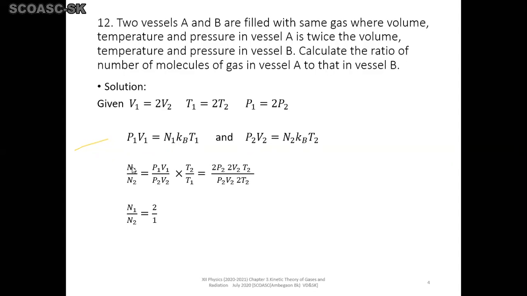So when I put this, n1 by n2 is nothing but P1V1 upon P2V2 into T2 by T1. If I put the values, everything is twice. Now this temperature T1 is in the denominator, right? So 2 times of T1 is going to be there, and 2 times of T2 is going to be there in the denominator. So if I put the value, I get the ratio as 2:1. Right? I get the ratio as 2:1.